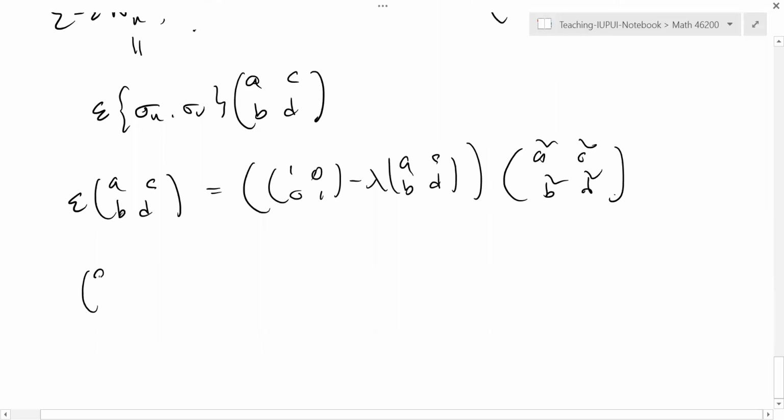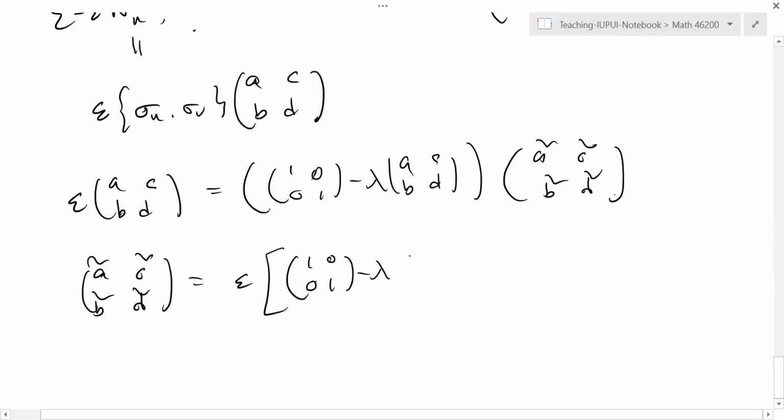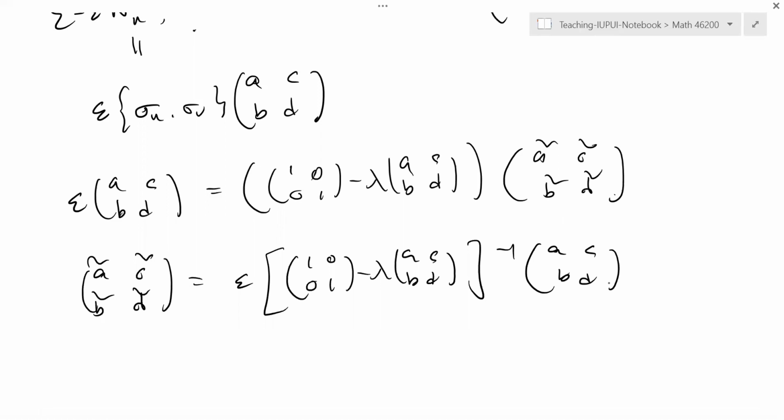Yeah, that's linear algebra. So A tilde is an epsilon of this matrix, the inverse of A, B, C, D. All right, so if you have the data from the original surface, then you get the data for the new surface by this one.